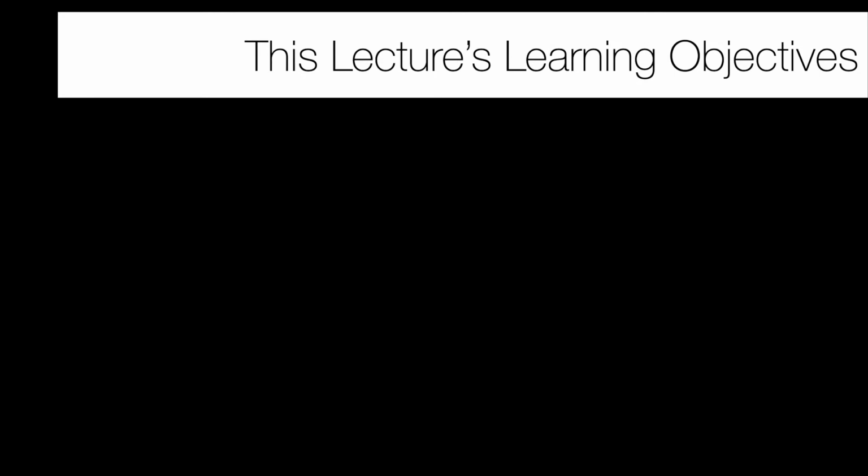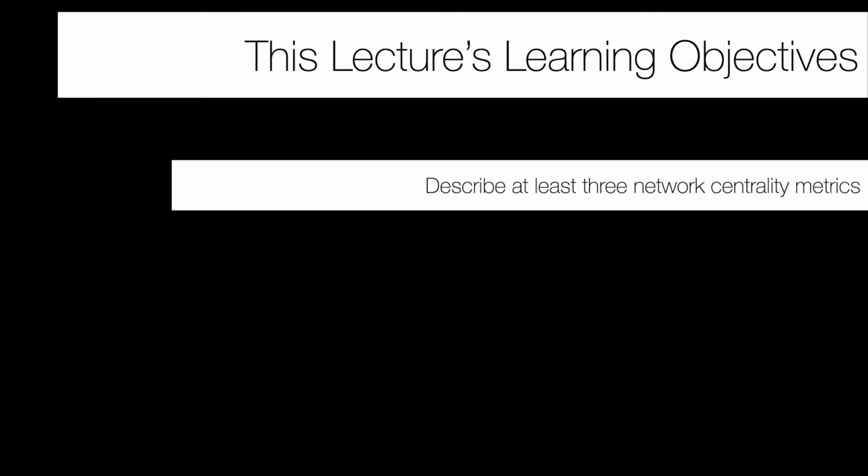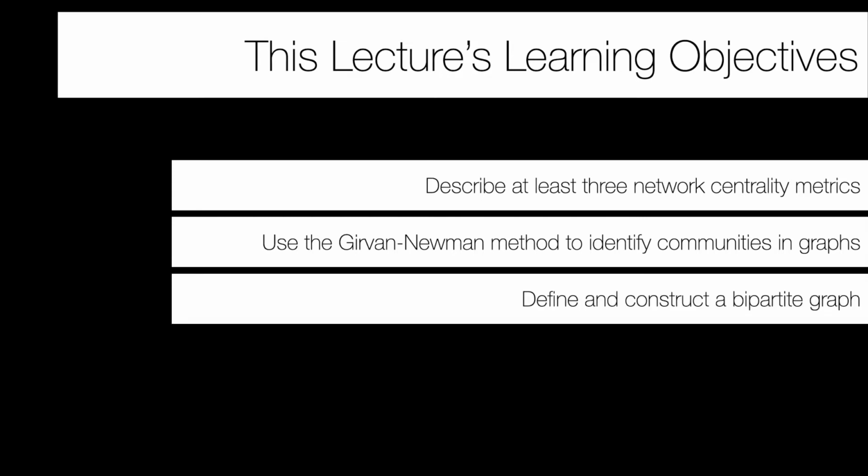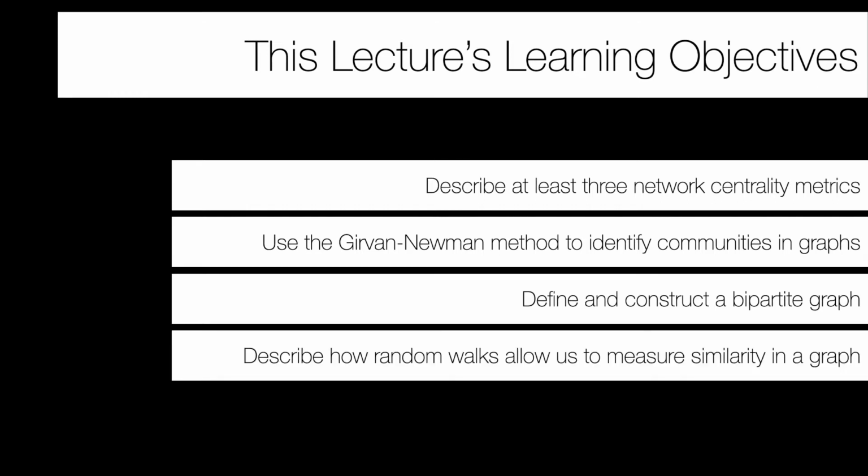So there are four main objectives for the lecture today. The first is to describe at least three network centrality metrics. I'll give you a number of them. Then, using the betweenness centrality metric and the Girvan-Newman method to identify communities in graphs. You should then be able to construct bipartite graphs and then understand and describe how random walks, especially in bipartite graphs, give us a way to measure similarity of nodes in these graphs.